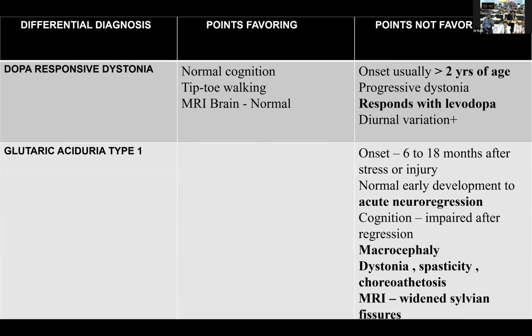Next is glutaric aciduria type 1. The child will have macrocephaly and involuntary movements like dystonia or choreoathetosis, which is not seen in this case, and MRI brain will show widened sylvian fissures.